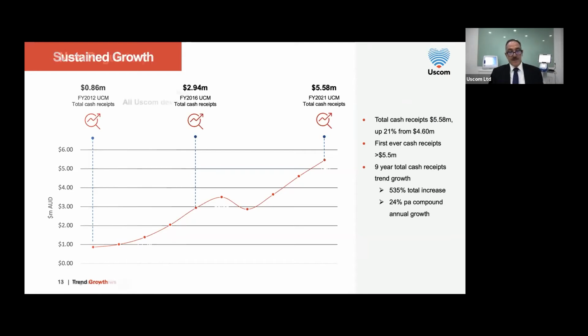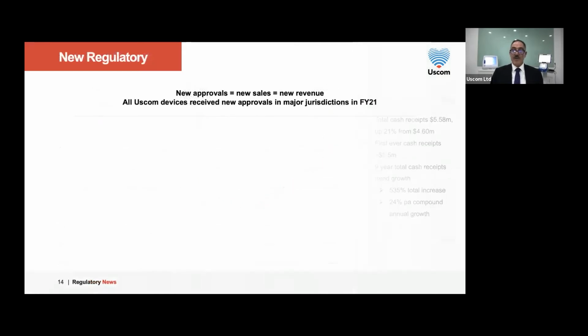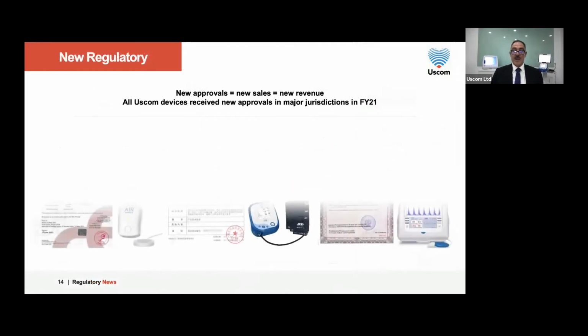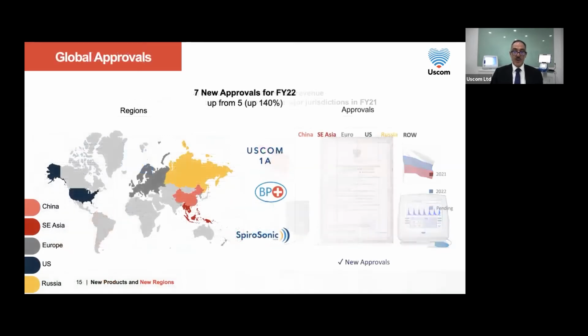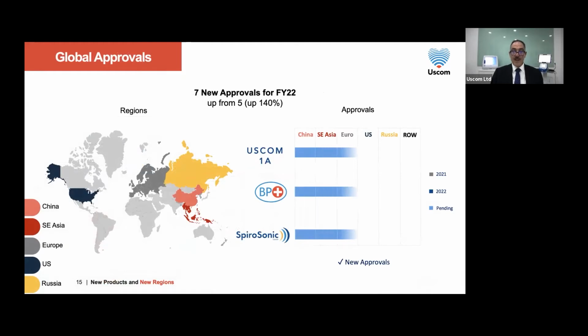In the closing months of FY21, Uscom received a number of long-awaited regulatory approvals for each of our products in Europe, China, and Russia. Each market is large with a significant sales potential and will add immediate revenue and has additional growth potential as our distributors gain market penetration. These recent regulatory approvals in China, Europe, Russia, and Southeast Asia increase our market opportunity. Pending approvals for China and the US are expected in the next 6 months, and they will further boost regional sales.